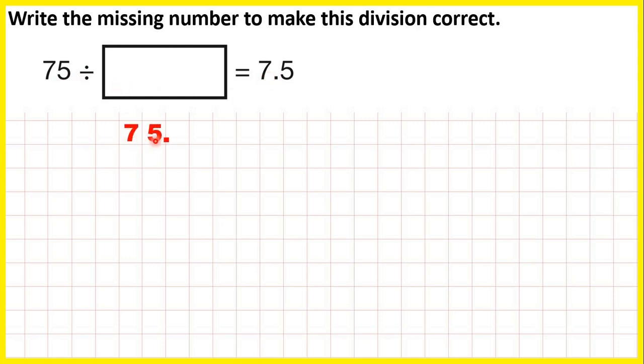So if we have 75, we can put a decimal point on the end because we really have an invisible decimal point on the end of every whole number, and then we can write 7.5 below with the decimal points lined up. And then we can see that the digits have moved one square to the right, and if digits have moved one square, we're dividing by 10 because 10 has one zero. So the 7 that was in our tens has moved to our ones, and the 5 that was in our ones has moved to our tenths.